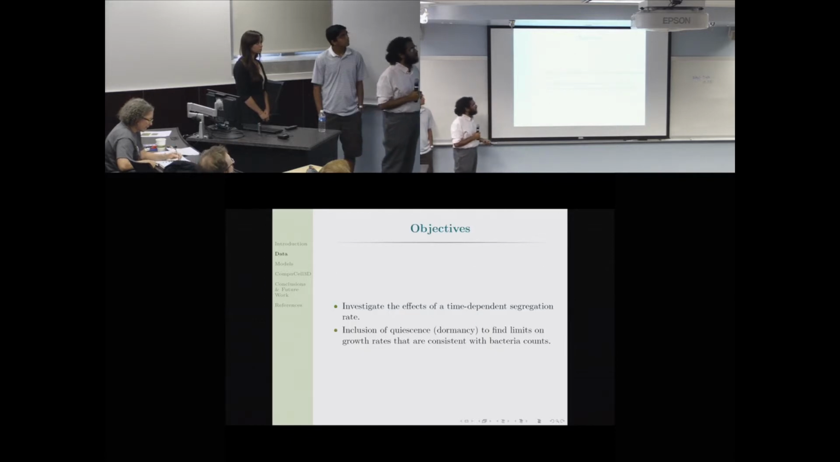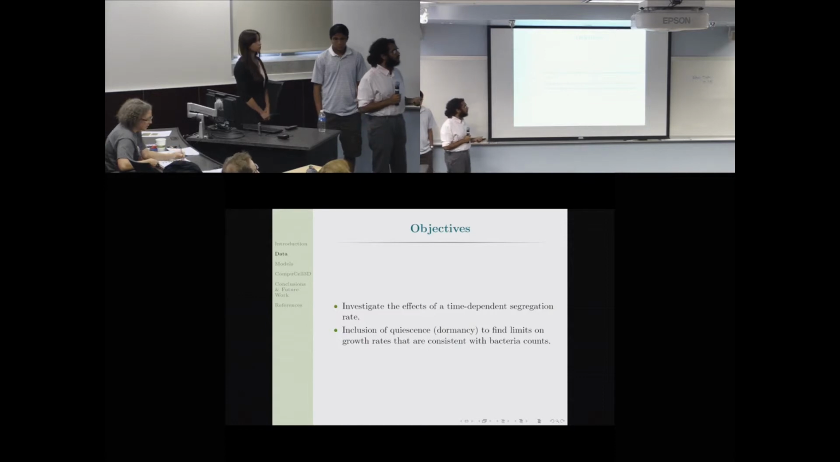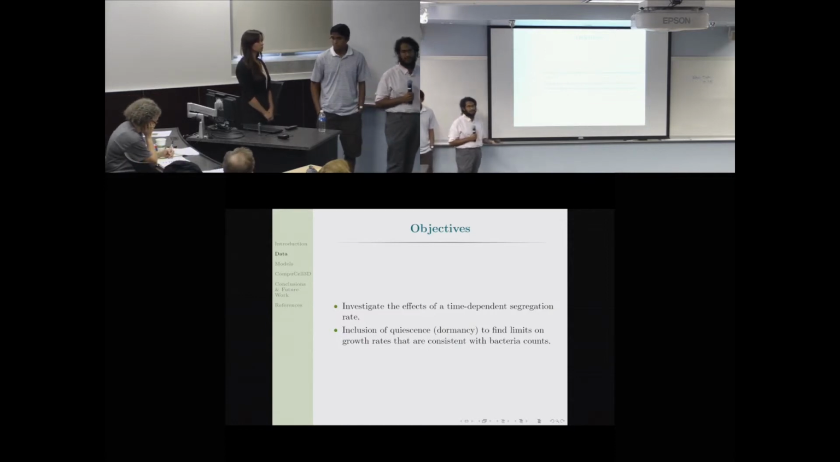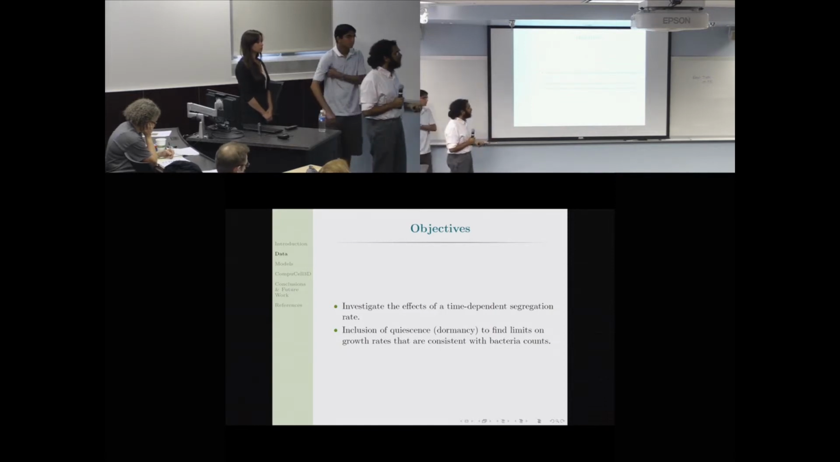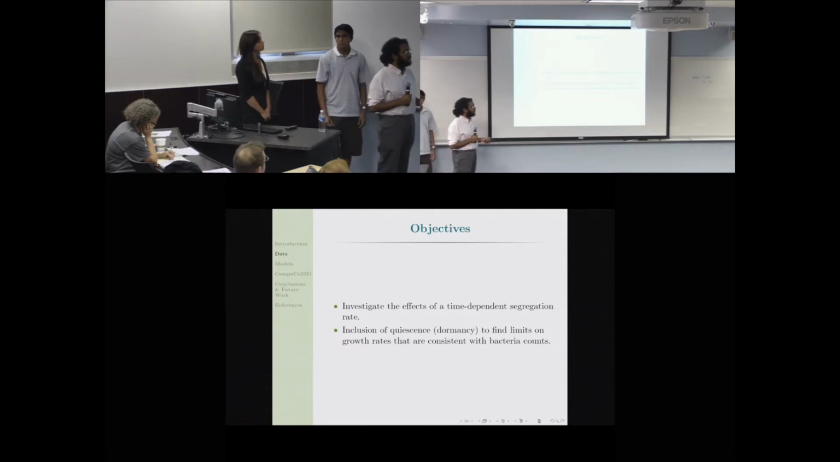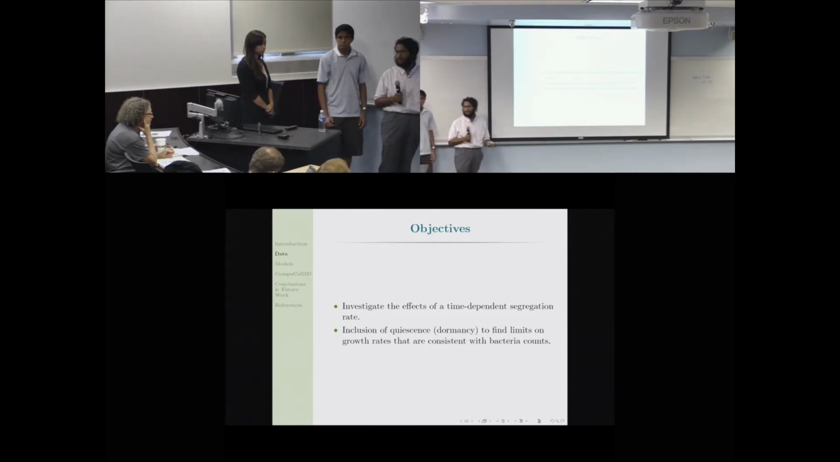Some of the objectives of this study when we were looking at this paper were as follows. Gill et al. held the segregation rate constant. We wanted to see what the effects on the rates of replication and death would be if we varied it over time. We also wanted to see what level of dormancy we could account for if we included dormancy in their model, and what the limits of dormancy would be. What percentage of bacteria can be permitted to enter dormancy while we can still explain the data?